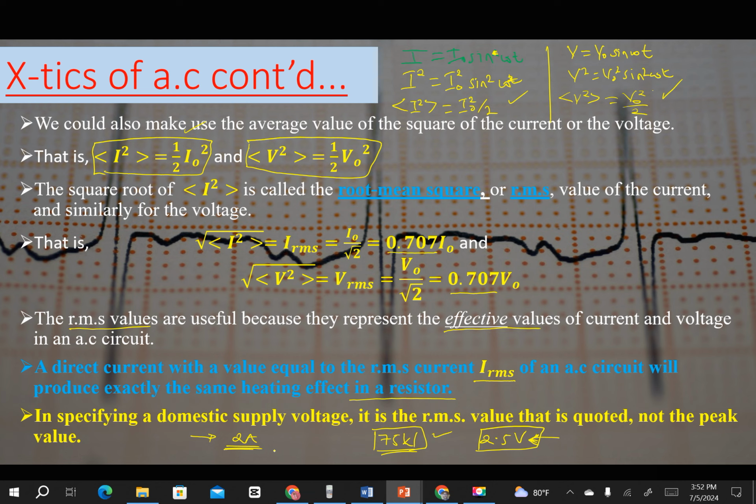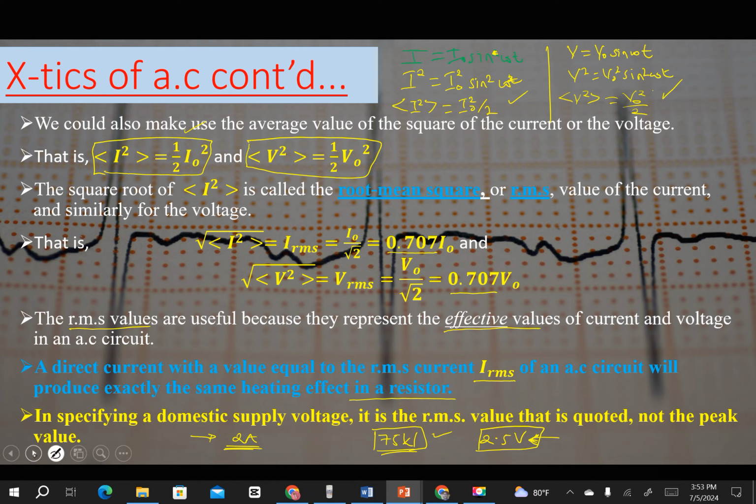So the root mean square values link the DC values to the alternating current values. The root mean square values cause the same effect as the DC values. The root mean square current has the same effect in a resistor as direct current. The root mean square voltage will have the same heating effect, or will dissipate the same power in a resistor, just like the direct voltage.